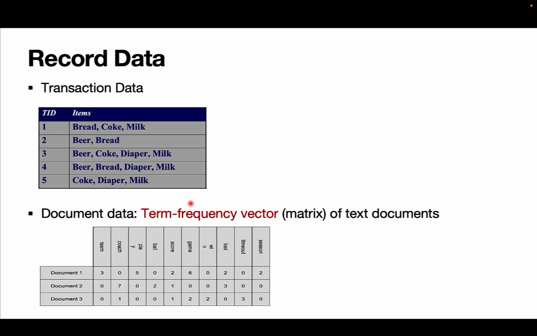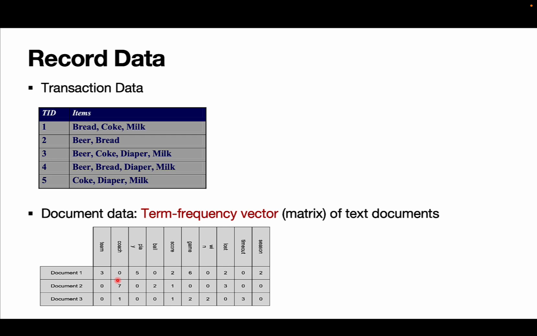Transactional data consists of an ID and several items that appeared in that transaction. For example, think about a transaction as one visit to the grocery store where someone has bought a number of items. Document data looks like a matrix where the rows represent the documents and the columns represent the words that appeared in these documents.